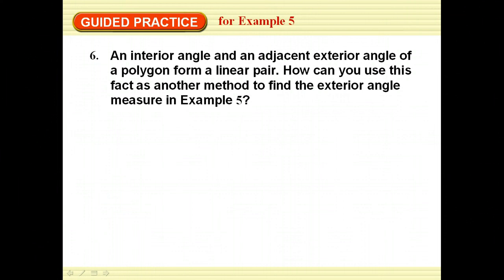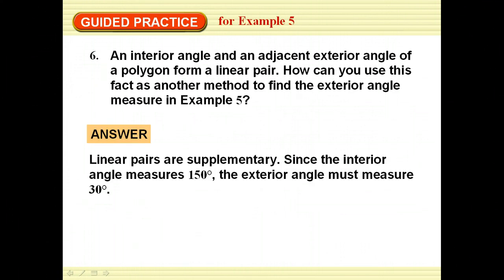So could you use another way to find the exterior angle? Linear pairs are supplementary, and since the interior angles measure 150, then the exterior angle must measure 30 degrees.